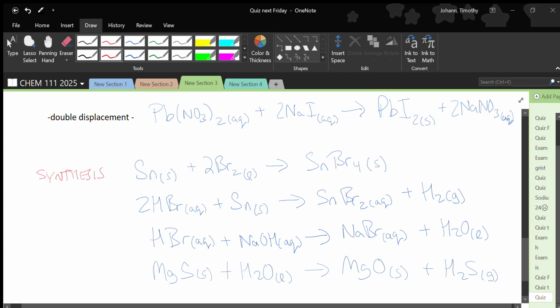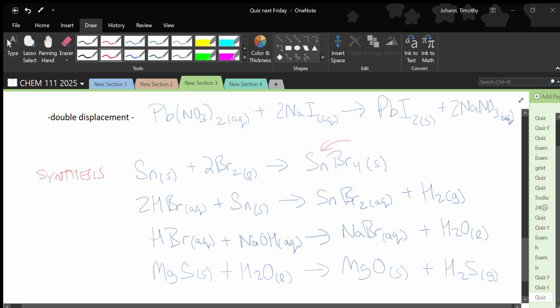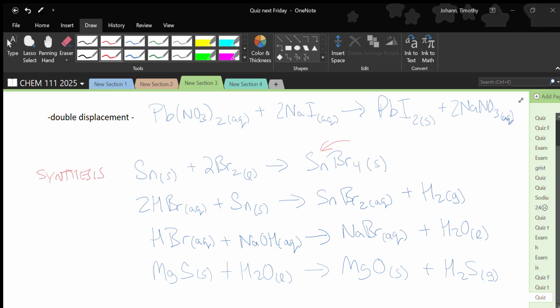All right. Bonus question, what was the charge on our tin? I heard one answer. Anybody else want to give me one? Tyler? +4. It is +4. I've got 4 bromines. Each bromine is a -1. So this has to be +4 for this to be neutral.